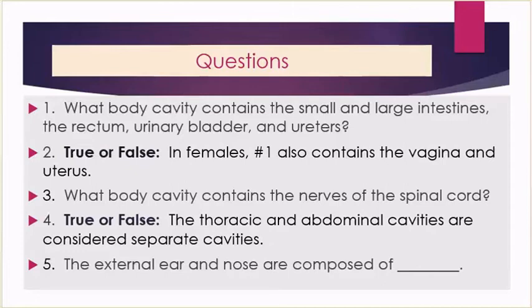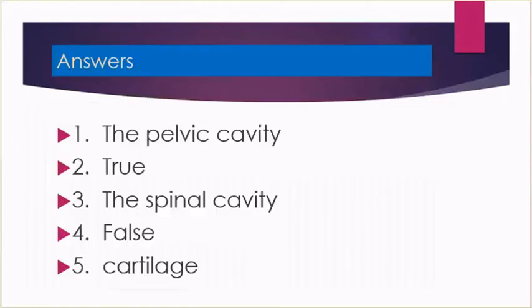Number 5, the external ear and nose are composed of blank. Number 1, the pelvic cavity. Number 2, true. Number 3, the spinal cavity. Number 4, false. Number 5, cartilage.